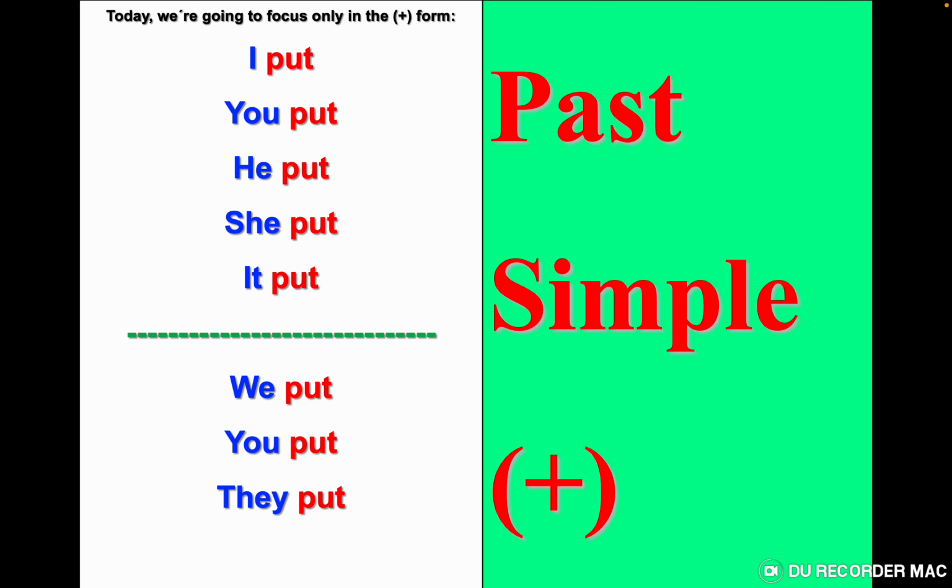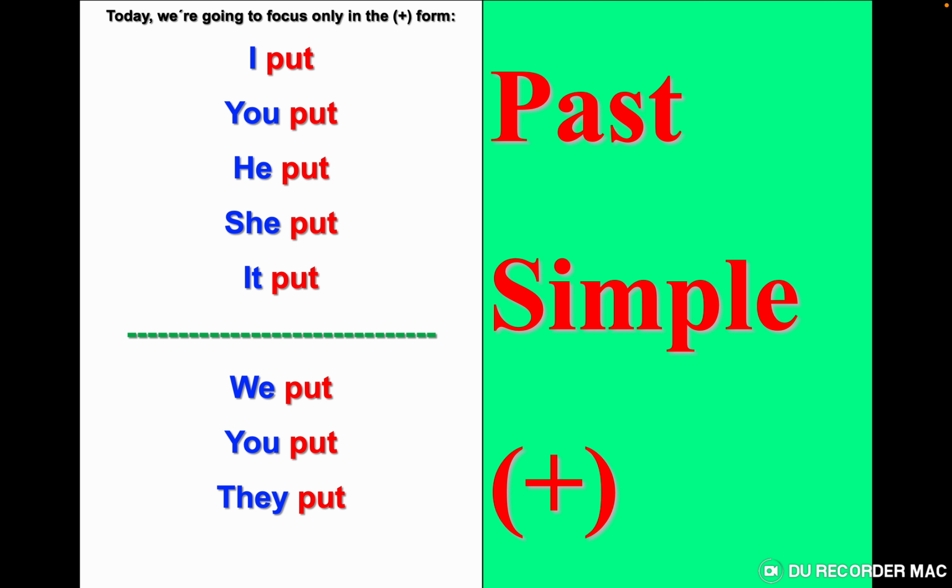As I said, some students, when they see he put without s, they say no, it's a mistake, it's an error. No, it's not a mistake. If we have s, it's present simple. If we don't have s, it's past simple. You should remember this. It's very important. So the difference between put in present simple and in past simple is just with he, she, it.